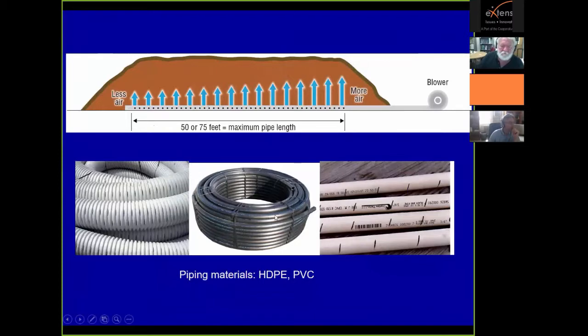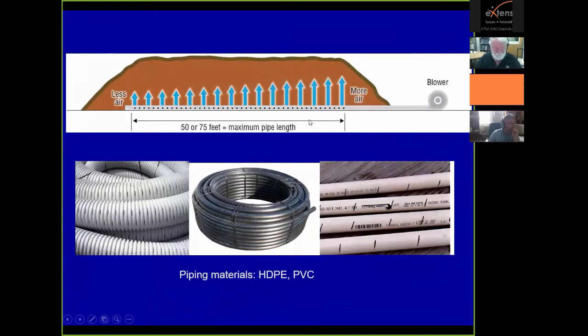The soft wall HDPE tends to deform a little bit under the heat of the pile and tends to produce an oval as opposed to the round shape, but they work very well. PVC, of course, is rigid and somewhat brittle, and the exposure to both sunlight and to the heat of the pile tends to make PVC a little bit more brittle.